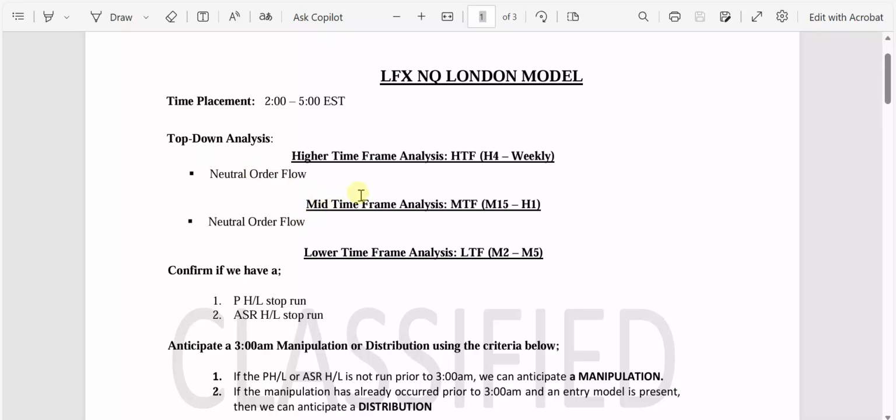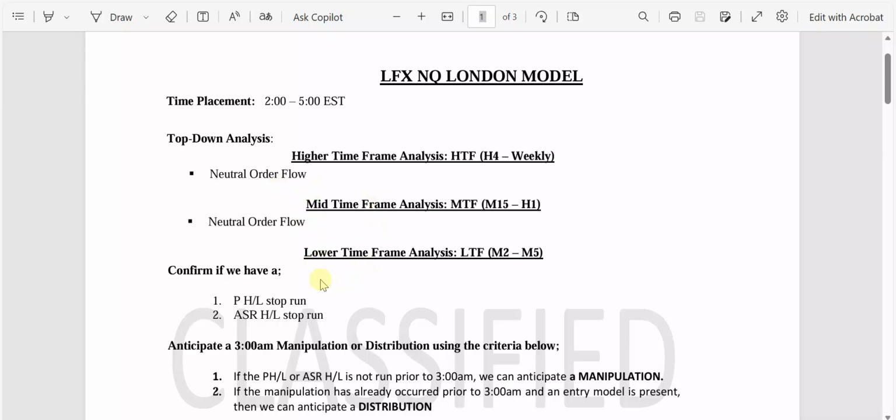Same thing with the mid-time frame analysis, that is from M15 to H1. You look at the markets with a neutral order flow. Meaning, in summary, you won't even bother opening your M15 to weekly time frame because it won't be of interest to us, because it's basically neutral. You don't know where the markets are going to go, so you just have a neutral order flow. So I think that is understood.